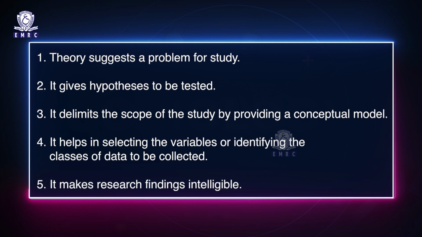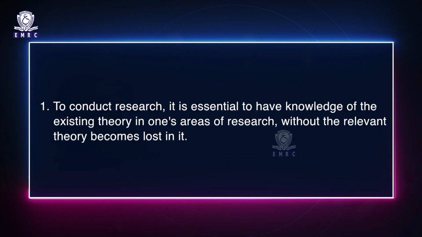6. It makes research findings intelligible. The research findings are used to formulate new theoretical propositions or to test an existing theory. Hence, there are many ways in which theory is used in research. Some general principles are: 1. To conduct research, it is essential to have knowledge of the existing theory in one's area of research.